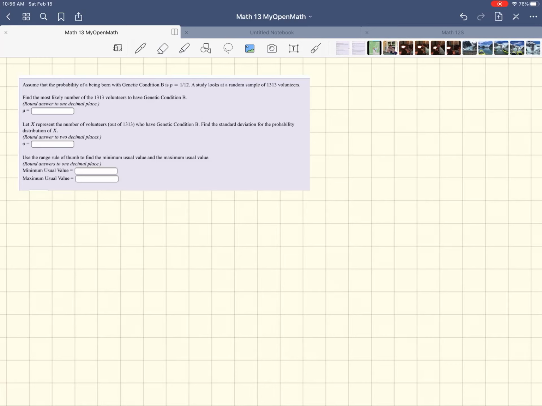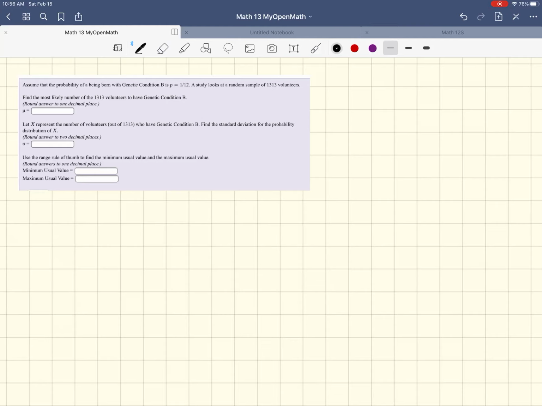Assume that the probability of being born with genetic condition B is 1/12. A study looks at a random sample of 1,313 volunteers. Find the most likely number of the 1,313 volunteers to have genetic condition B. In other words, find the mean.